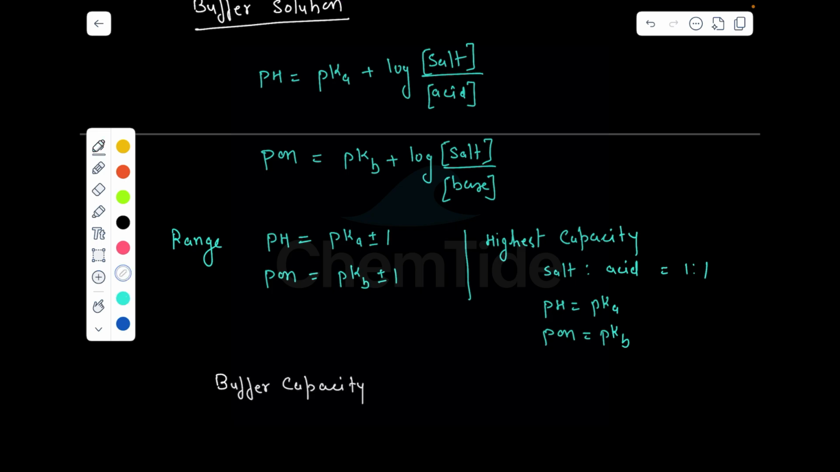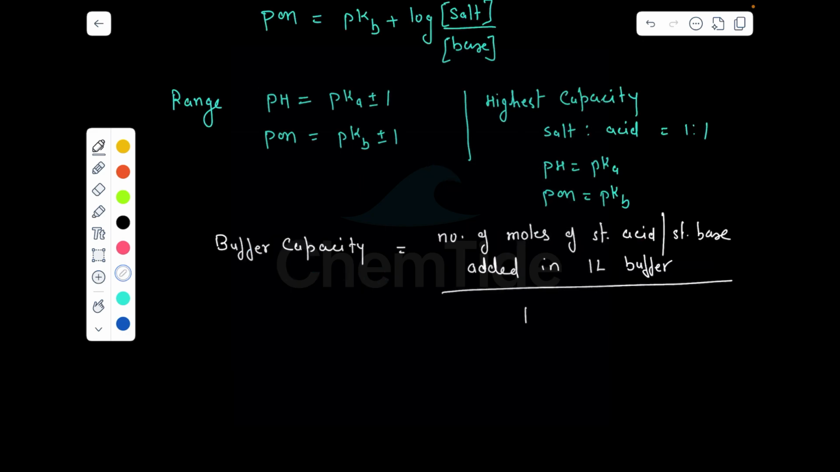Buffer capacity is the number of moles of strong acid or strong base added in 1 liter of buffer divided by the pH change. This is called buffer capacity.